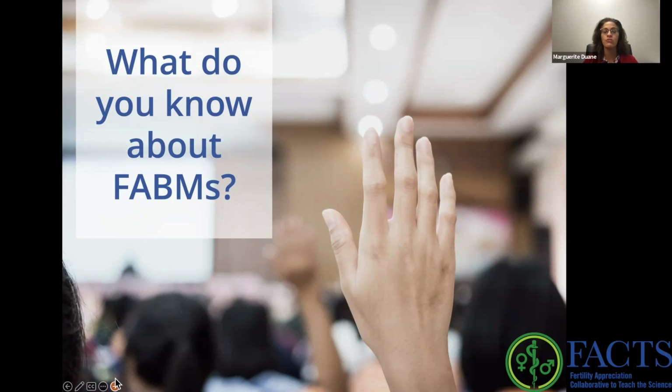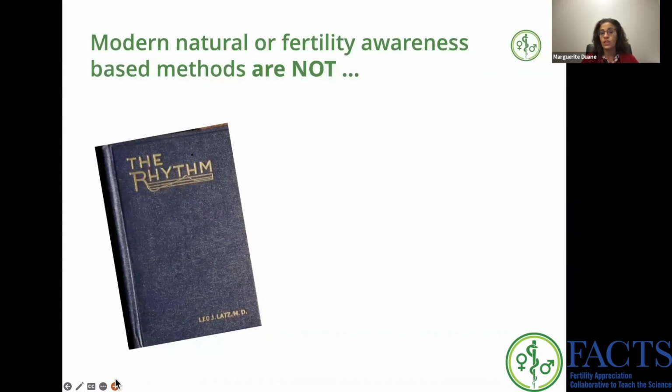that modern or natural fertility awareness-based methods allow women to observe specific signs or biomarkers that they can then use to monitor their health and identify that potential window of fertility. Modern fertility awareness-based methods are actually not the rhythm method.